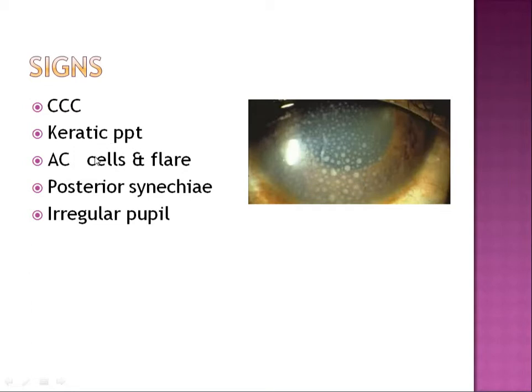So the patient will have keratic precipitates. And the most clinching diagnosis here, apart from the KPs, is the presence of cells and flare in the anterior chamber. So you have to specifically look for the cells and flare. That will be more easily visualized when you do a magnification. Magnify and put a small size slit beam. Then you'll be able to visualize the cells and flare.